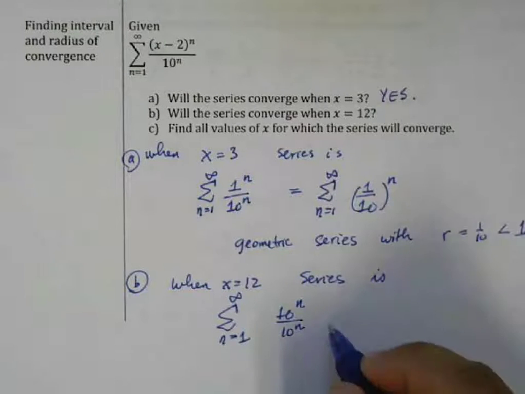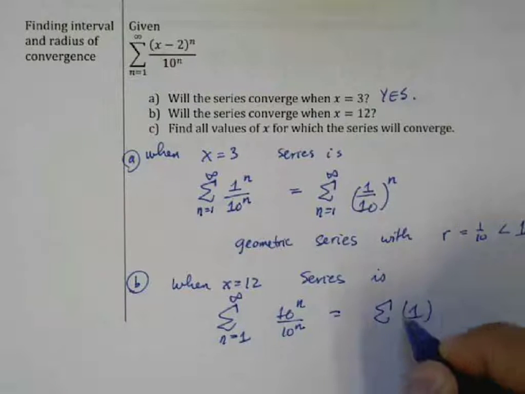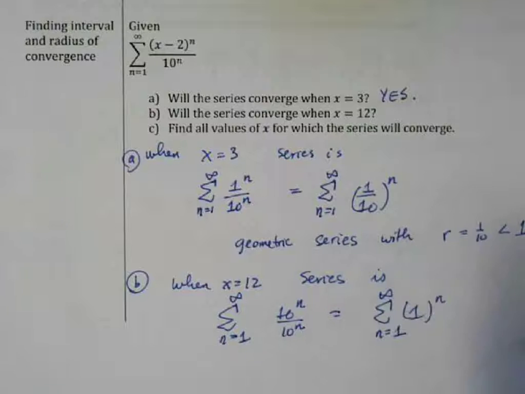And this series is nothing more than 1 to the nth, which is just a bunch of 1s. And we know for a fact that this series will diverge, because what you're really doing is adding up a bunch of 1s an infinite number of times. So this will naturally diverge, so no.